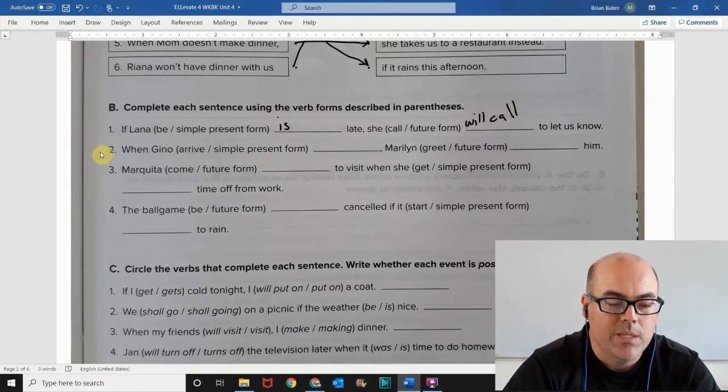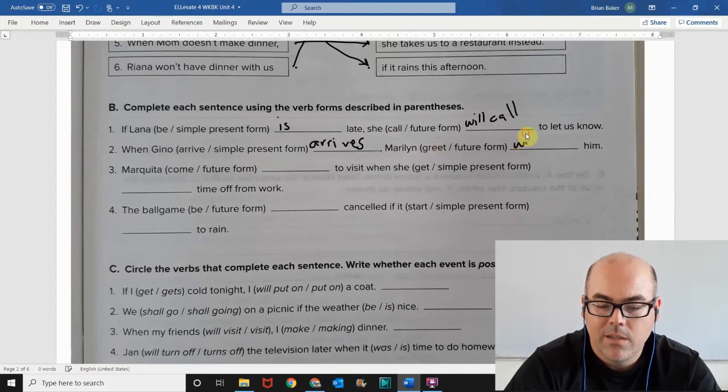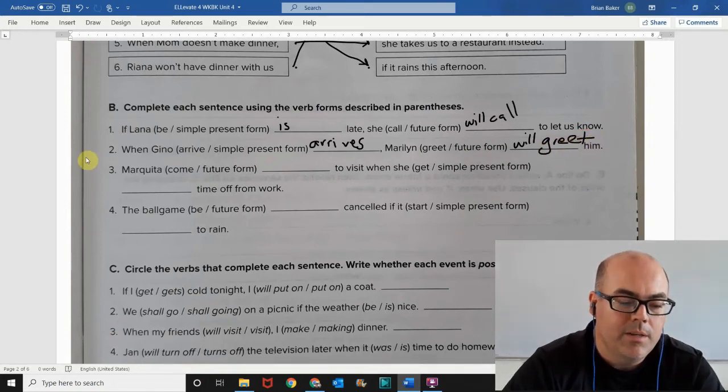Number two, when Gino, the verb is arrive in simple present and it is a he or she, so it needs to have an S. So when Gino arrives, Marilyn, future for greet, will greet him.